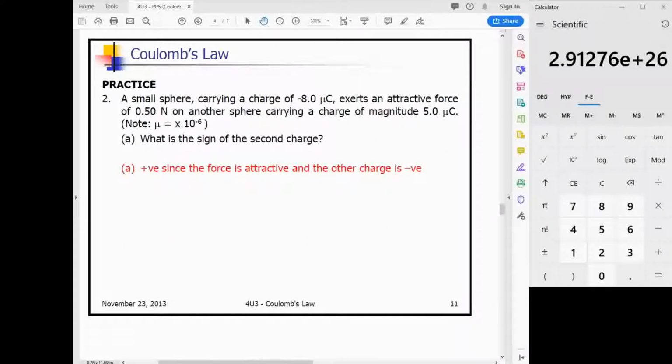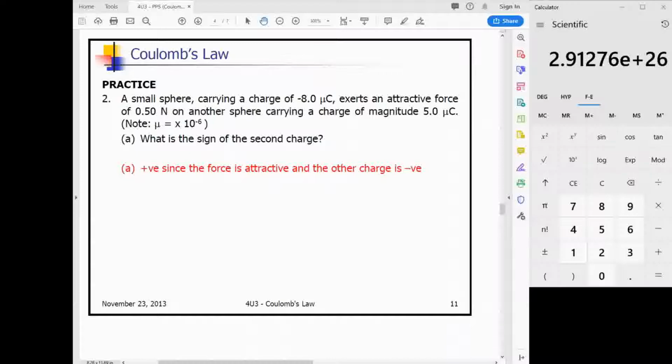Okay, here's a question. It says we have a small sphere carrying a charge of -8 microcoulombs, that's 10 to the negative 6, and it exerts an attractive force of 0.5 newtons on another sphere carrying a charge of 5 microcoulombs. Well, it says the magnitude of 5 microcoulombs, so we don't know whether that's positive or negative. We have to figure out if the sign of that is positive or negative. So let's think about this. I know the answer is there, but I'll talk you through it.